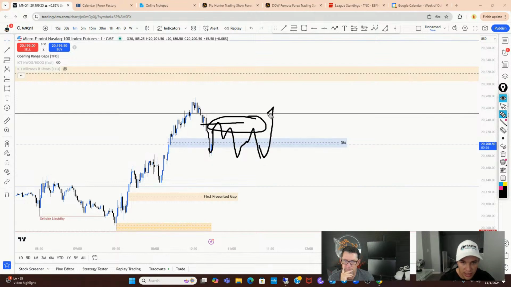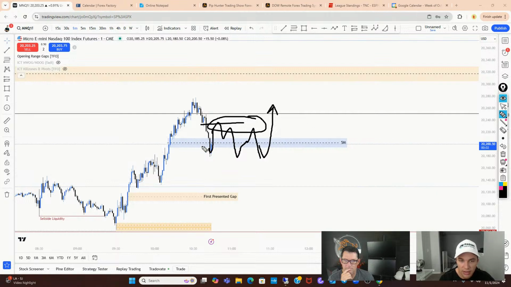What we want to see is that change in state of delivery to the upside, where we see some sort of insufficiency or some sort of discount array that we could use. It could be however you're comfortable with. If you're a new beginner, you can stick to one. Some like to just use fair value gaps. I'll either look at fair value gaps, breaker blocks, order blocks, anything like that for my discount array.